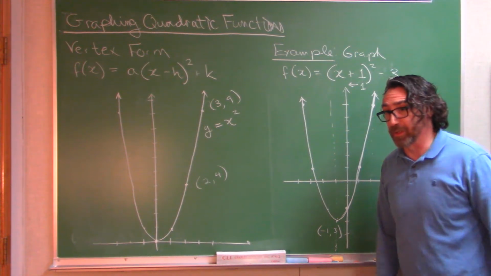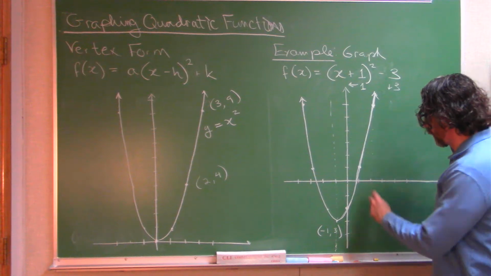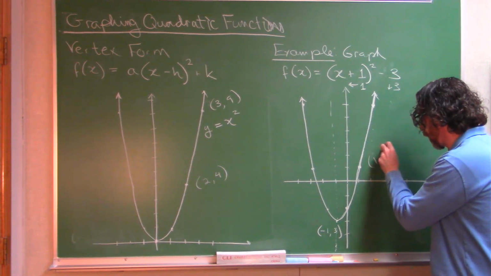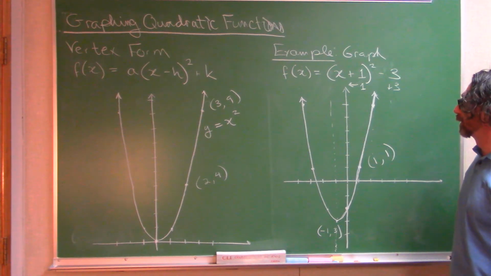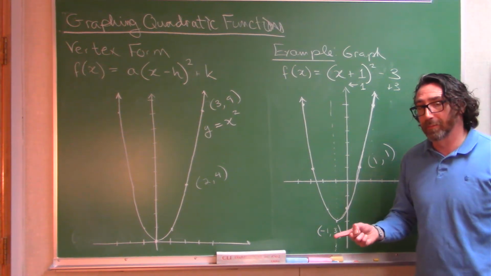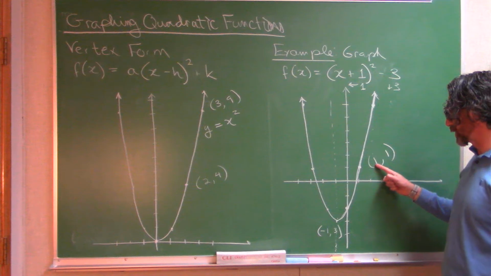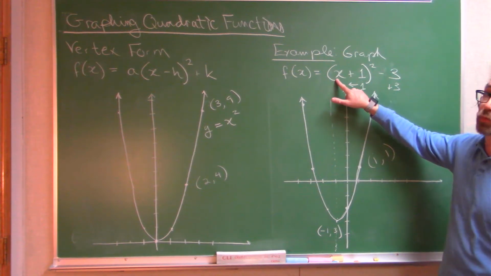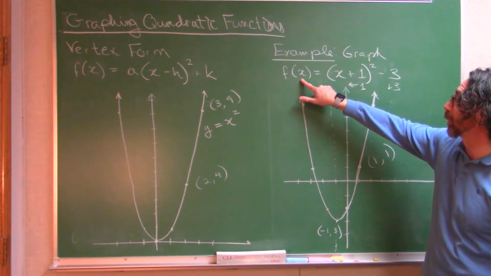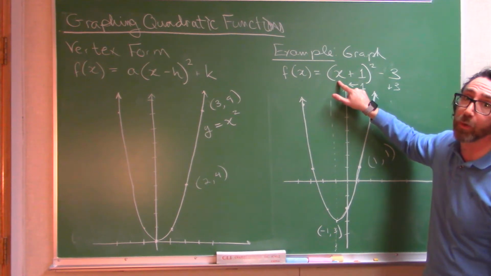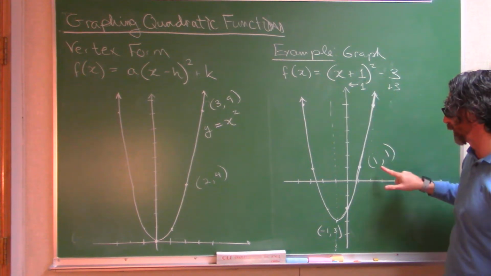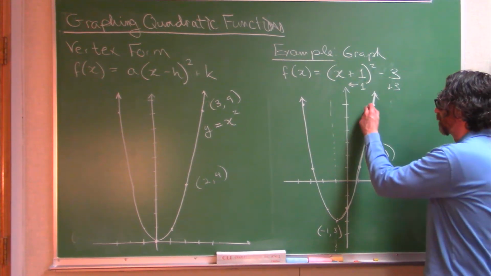Okay, so let me check my work here. So my claim here is that if I put in 1 as my input, I'm going to get 1 as my output. That's what I'm saying here. 1 comma 1 is on the graph. Let me try it. I put in x equals 1. Substitute in x equals 1 right there. That means I replace that with a 1. 1 plus 1 is 2. 2 squared is 4. Minus 3 is 1. 1 goes in, 1 comes out.